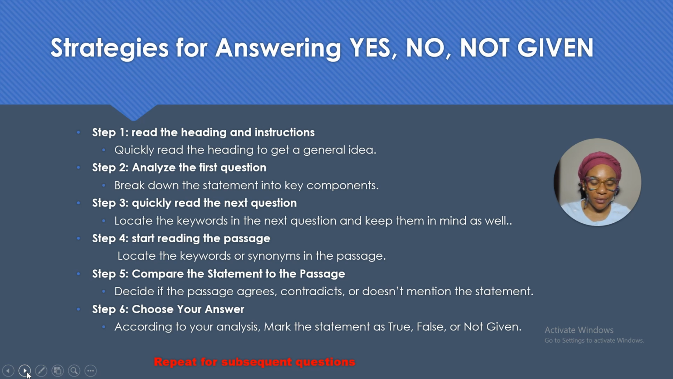Okay, I think this is a typographical error. It says as true, false, or not given. Sorry, it's yes, no, or not given because that's what we're doing right now. Okay? Then you repeat this process, repeat all these steps for subsequent questions. Do you understand? So that is how you attempt a yes, no, not given question type.